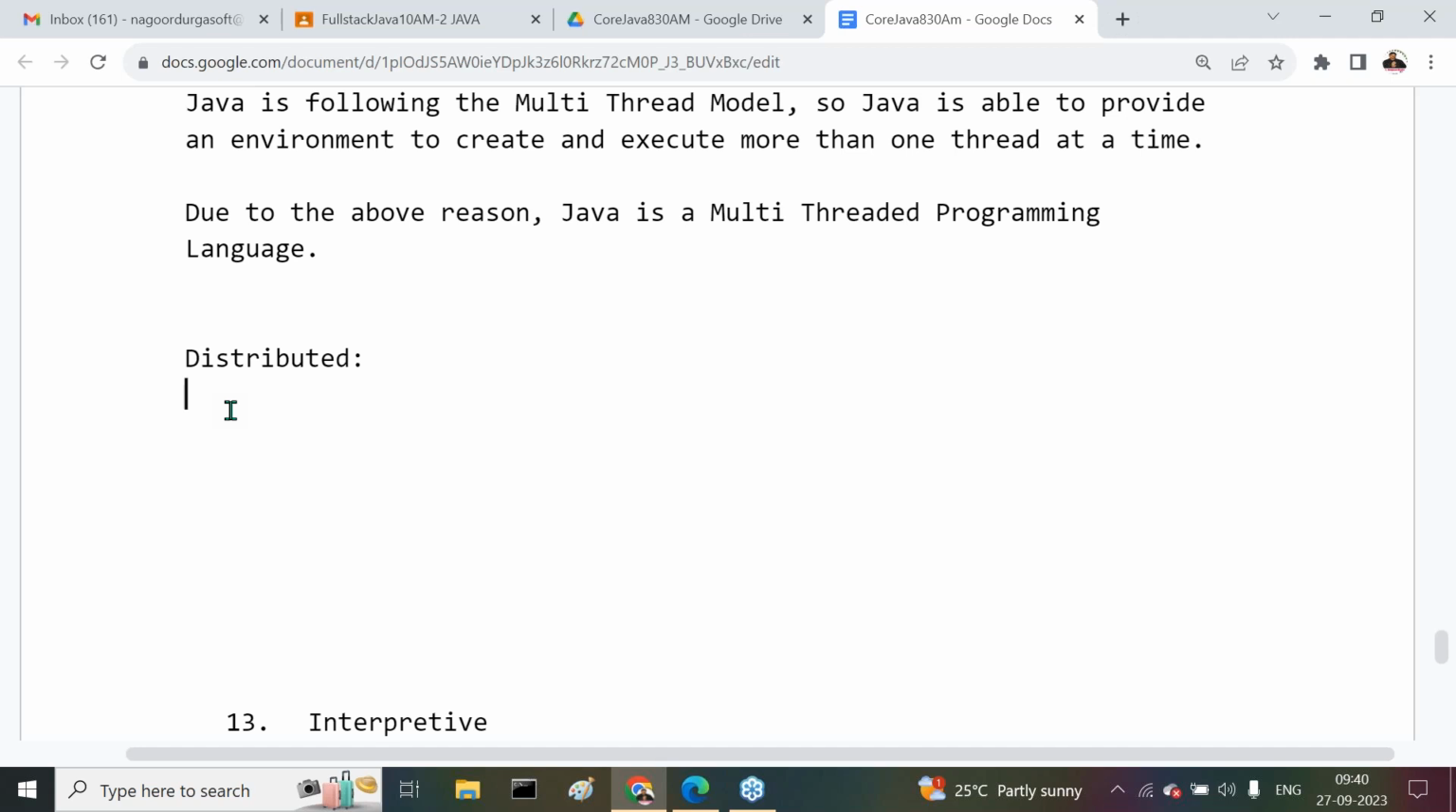We know already, guys, by using Java or in general, there are two types of applications. We are able to prepare two types of applications in any programming language. Observe carefully, there are two types of applications here we are able to create. What are the two types of applications?